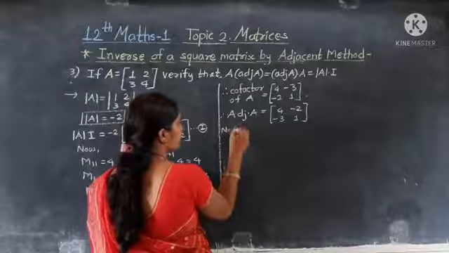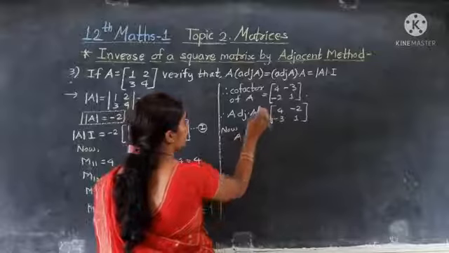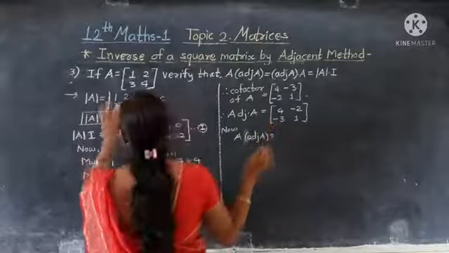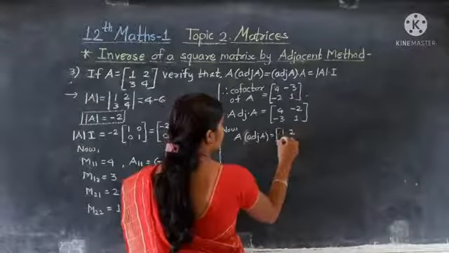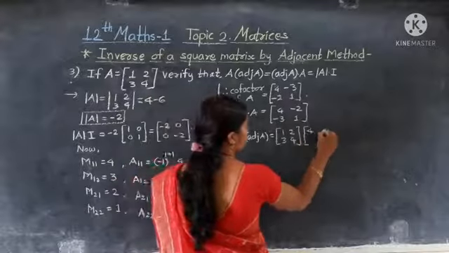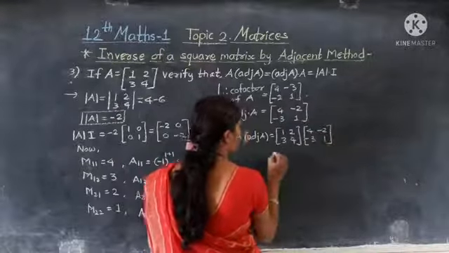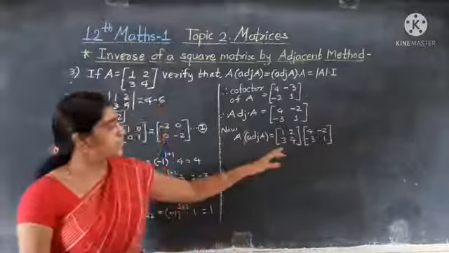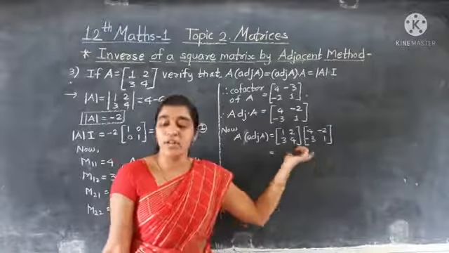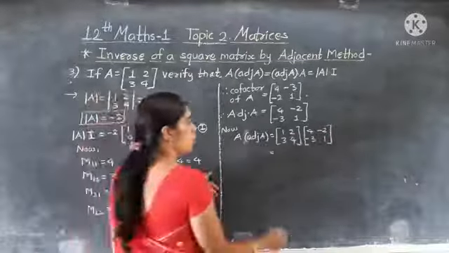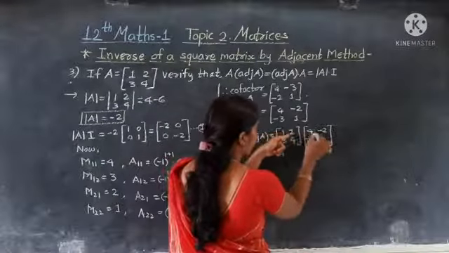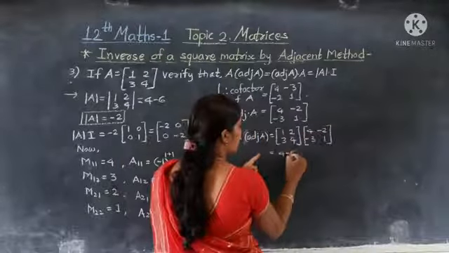Now A into adjoint of A is equal to, what is the given matrix A? [1 2; 3 4]. And what is the adjoint of A? We had calculated here [4 -2; -3 1]. Here you multiply. This is a matrix of order 2 by 2 and this is 2 by 2. So their product is a matrix of order 2 by 2. See how you find: 4 ones are 4, then -2 threes are -6.